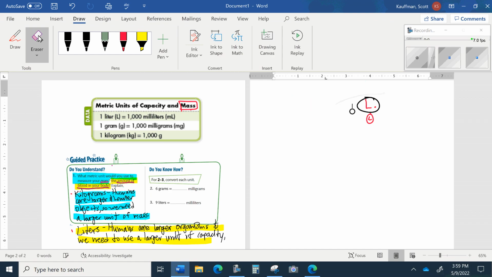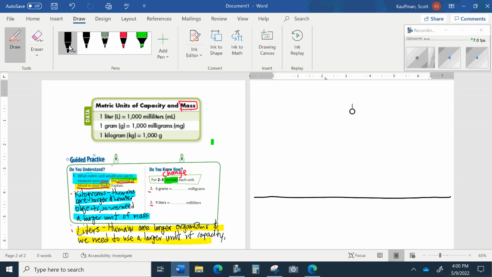All right. Now we're going to move on, and we are going to work on problems 2 and 3. And for problems 2 and 3, we are going to be converting units. And when we say convert, it's important that we remember that the word convert means to change. Okay? So I'm going to draw a line across my paper, and I'm going to do number 2 here. And I'll scroll down and do number 3 here in a minute.